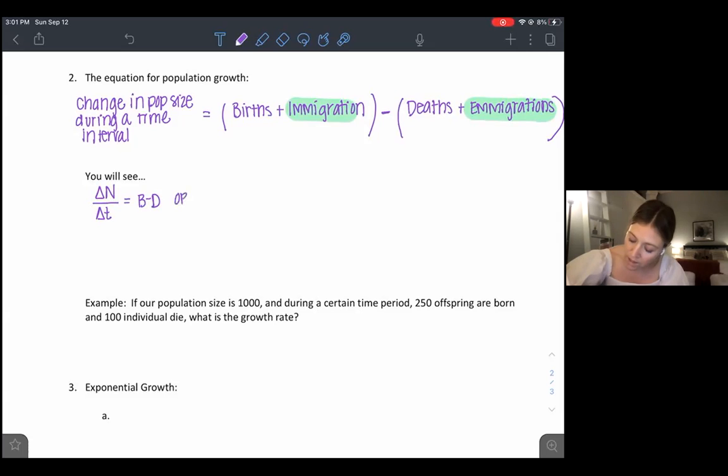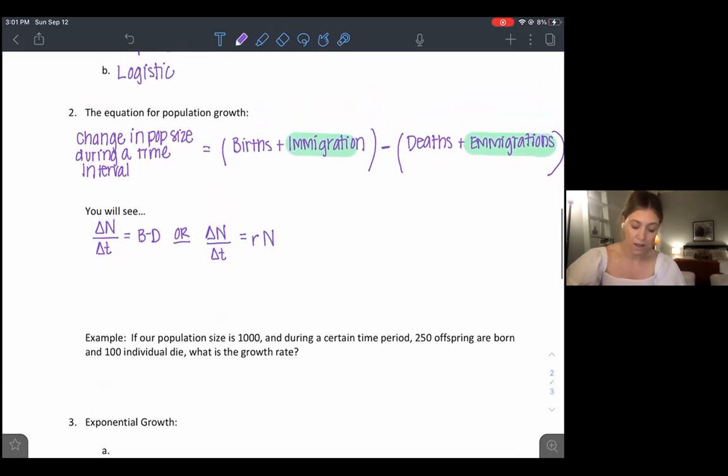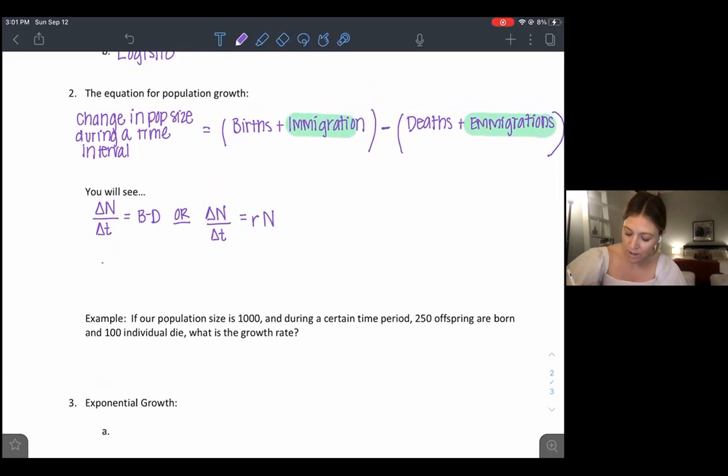But what we also tend to see is the change in the number of organisms over the change in time, okay, is going to be equal to R times the number of individuals in the population. So that R is going to stand for our per capita rate of increase, okay? And I'm going to tell you how to calculate that in just a second. But before we do that, let's go ahead and write down what all of these things mean.